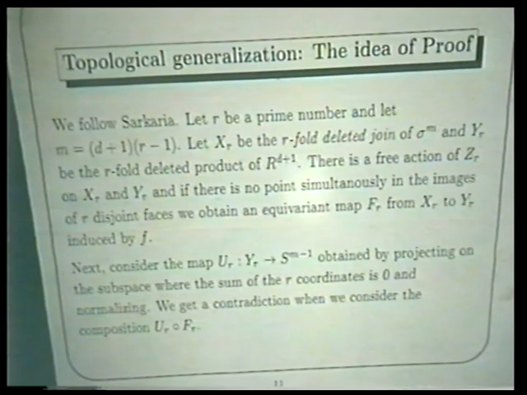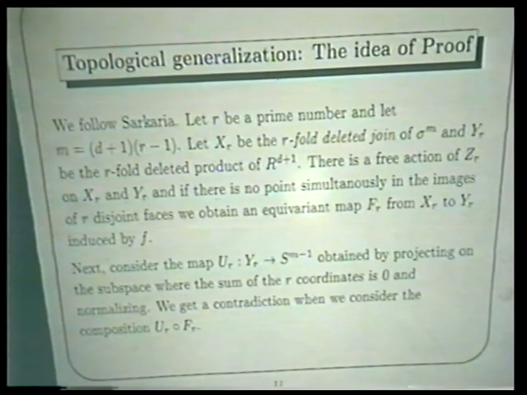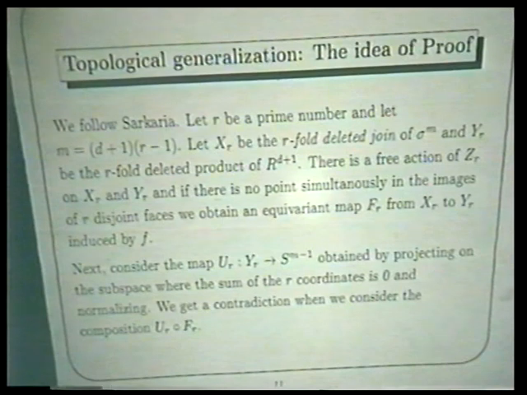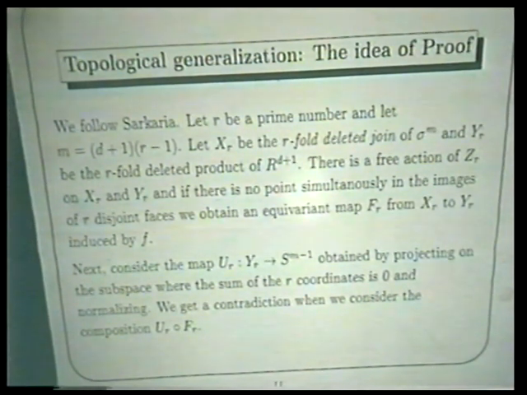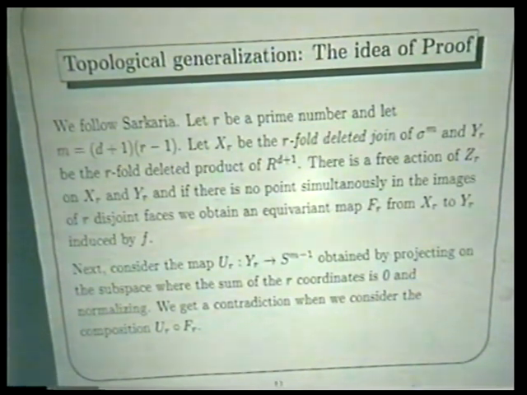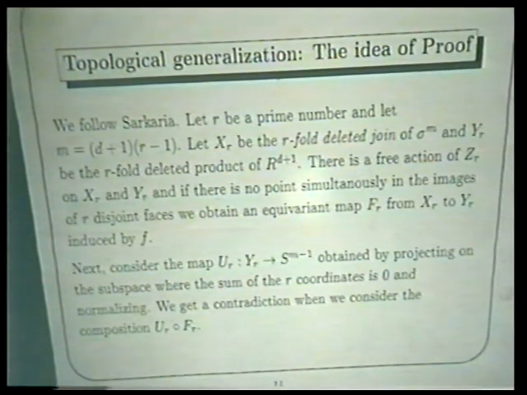So I'll tell you in a minute what it is. Y_r is the r-fold deleted product of R^(d+1). So the deleted product is the product where the diagonal is omitted. The deleted join is some construction on simplicial complexes. It's like a join, except you delete the simplices which are not pairwise disjoint. Again, you don't have to really know precisely what these definitions are, just to get the feeling.